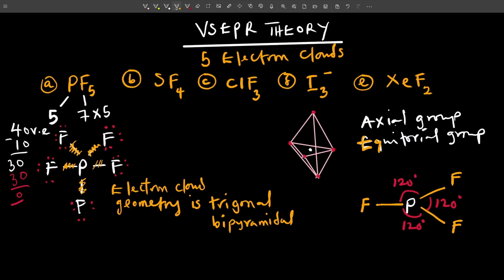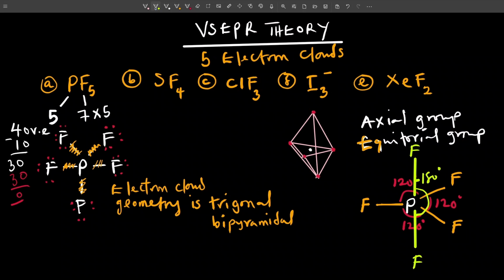Now the axial groups form an angle of 180 with each other. Let me use a different color for that. Let me use green. So look at this over here. Look at this over here. These fluorine atoms in green are called the axial groups. The angle between the axial groups is 180 degrees. So this is how you arrange: in equatorial positions and also in axial positions. So this is how PCl5 looks, the geometry of PCl5. This is how it looks like, something like this. I think you get the idea.